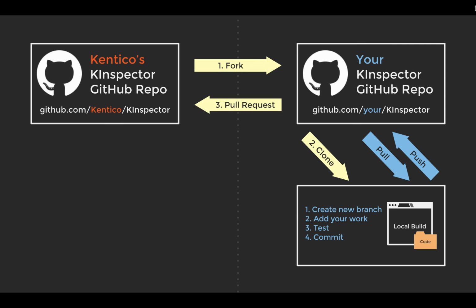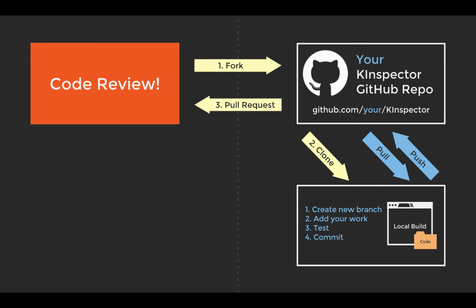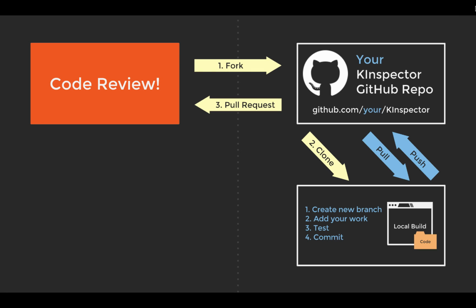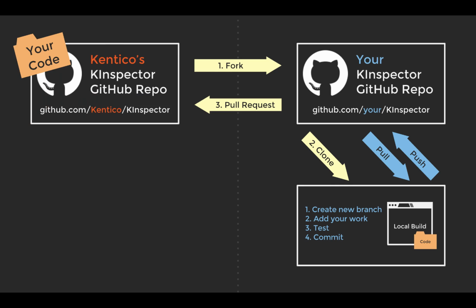What this will do is initiate a code review process. The authors over on that project will get informed. They'll be able to access the code that I have submitted in a pull request and then be able to review it. If we look at the Kentico KInspector project, you can see the pull request that I submitted with the SSL in administration, which there was some back and forward on, and then finally it was merged. So with this feature accepted, the code that was developed on our fork then became part of the main project.